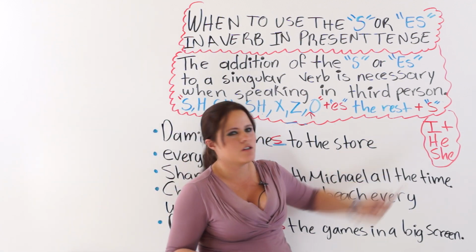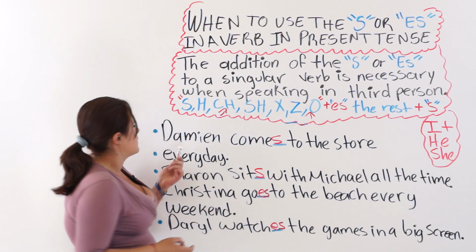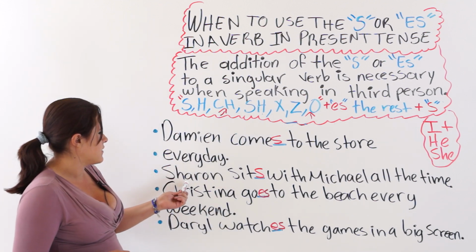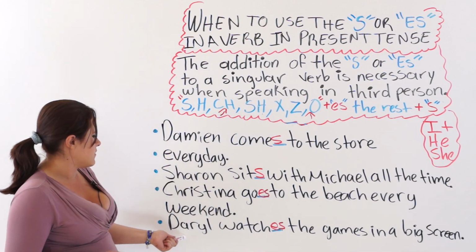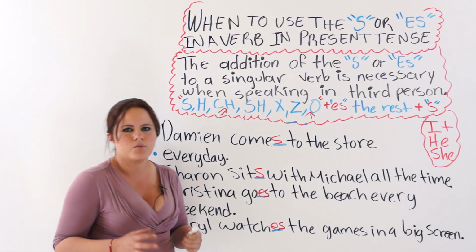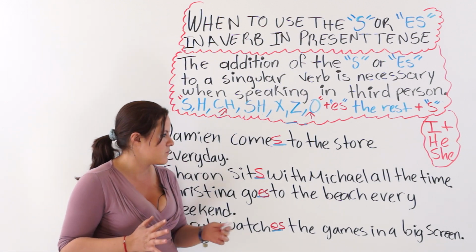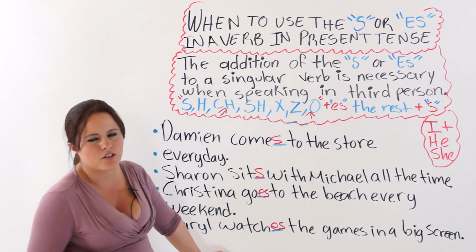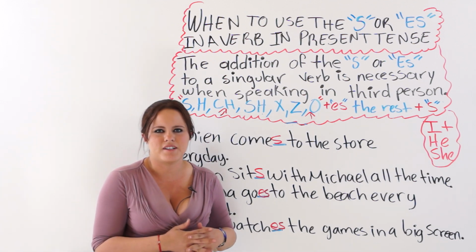It, he, she, or he, she, and it. Damien is he, Sharon is she, Daryl is he, okay? So we are speaking in third person, and that is why the verb needs an S or ES at the end in the present tense.